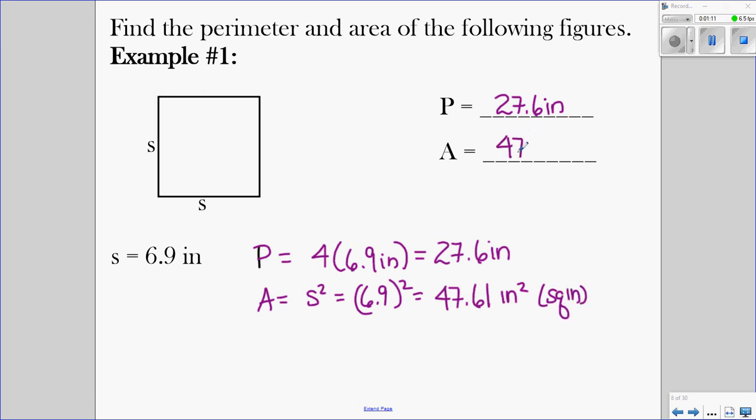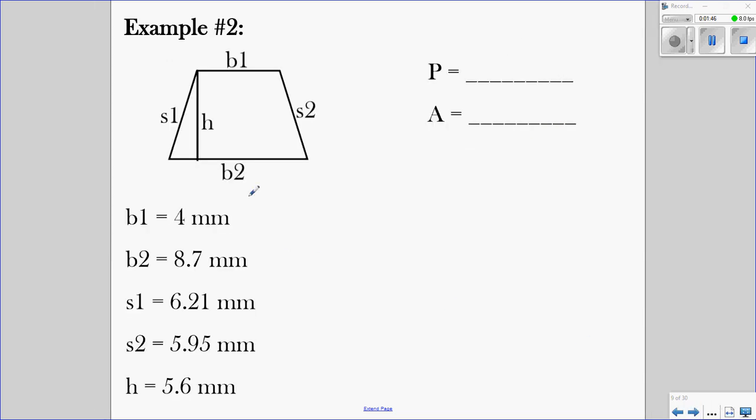So I'm going to write 47.61 inches square. Don't forget the labels, because if you just give me a number, then I'm going to take points off for no labels. They give you a label, use it. And make sure when you're adding up all the sides, you keep the same label, whether it's inches, feet, whatever it is. When you square, it's going to be square inch, square foot, square feet, square centimeters, whatever the case may be. All right, another example.